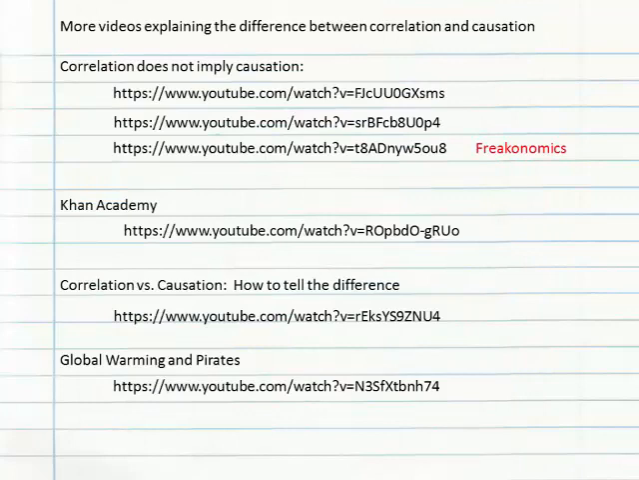Okay, we have some videos here that help to explain the difference between correlation and causation. We have some put out by individuals. This one is the extra deleted material from the movie Freakonomics, which has a lot of good economic data in there, and they do a really good job of explaining correlation versus causation. You have the Khan Academy video on correlation and causation. Here's a video on how to tell the difference between correlation and causation. And here's a nice video that talks about the correlation between global warming and pirates. And hopefully those will help.